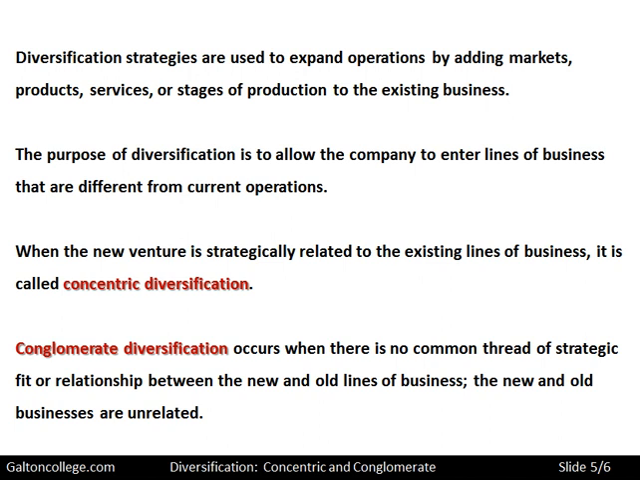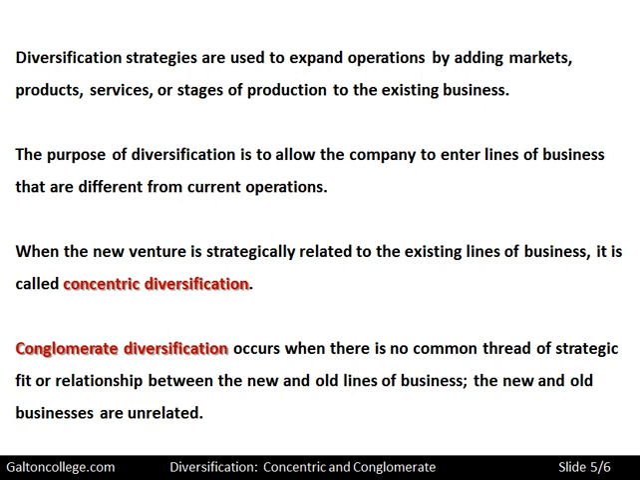Conglomerate diversification occurs when there is no common thread of strategic fit or relationship between the new and old lines of the business. The new and old lines of the business are unrelated. And that's a conglomerate diversification. It means the car example I gave you earlier, the car producer now starts to make washing machines.